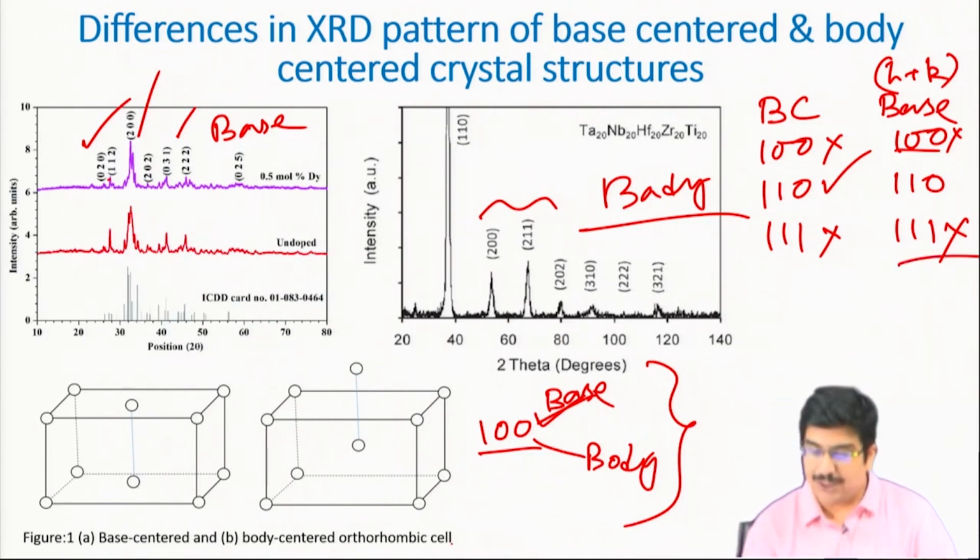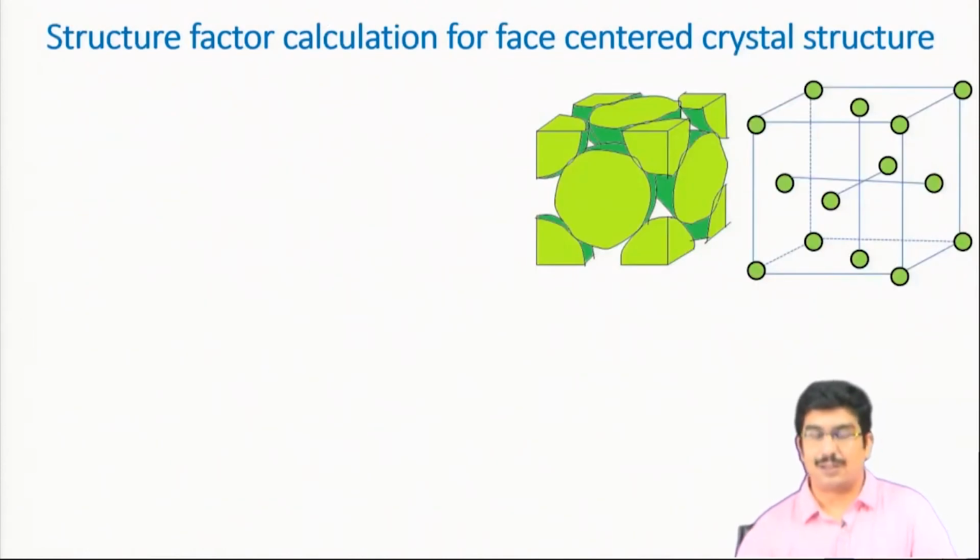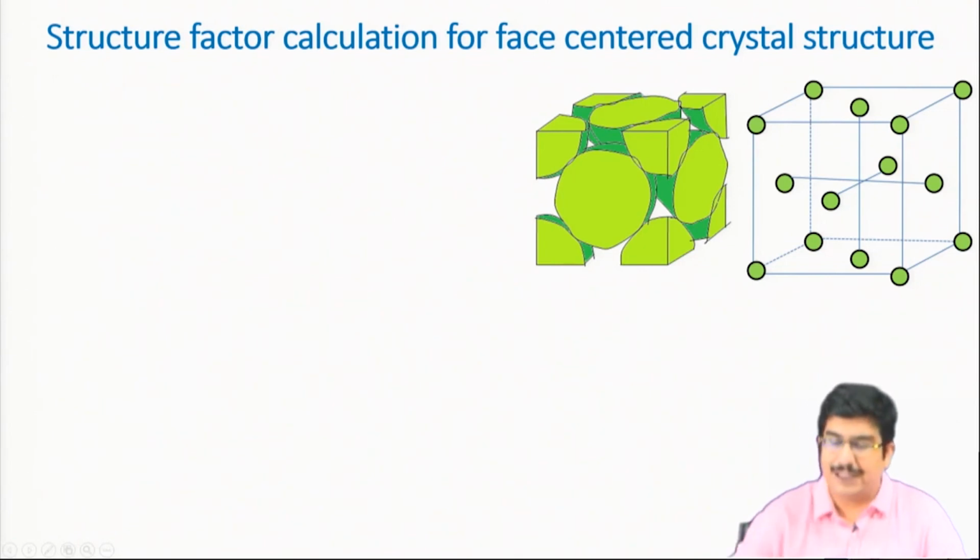So again, from these diffraction patterns we can make out some idea about the crystal structure just by looking at which of these diffracted beams, which of these diffraction lines are possible in the diffraction pattern. From there we can find out the crystal structure. So this is one way of solving the crystal structure. Okay. So now let us come to this face centered crystal structure.